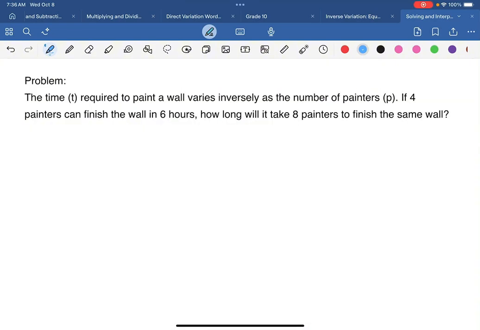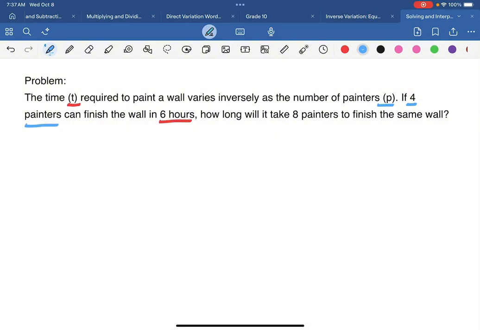For our first problem, the time t required to paint a wall varies inversely as the number of painters p. If 4 painters can finish the wall in 6 hours, how long will it take 8 painters to finish the same wall? Based on this, we are already given the variables that we're going to use, which are t and p for painters. For t, we have 6 hours, and for p, we have 4 painters.